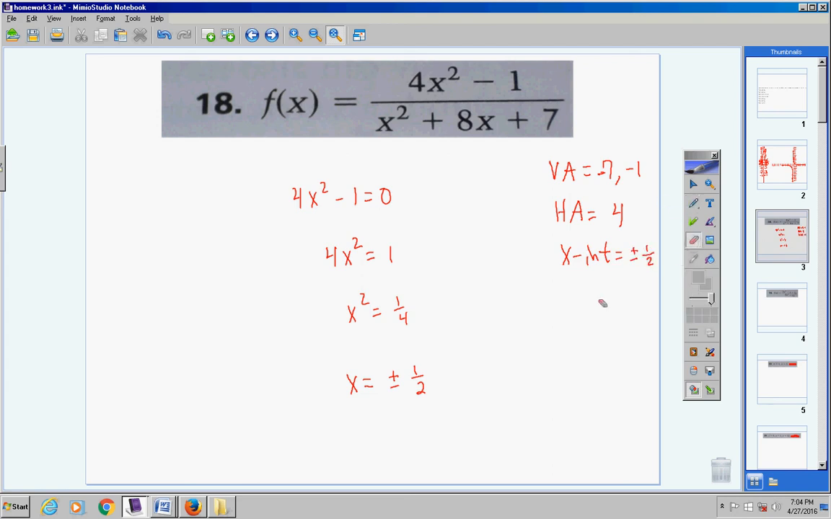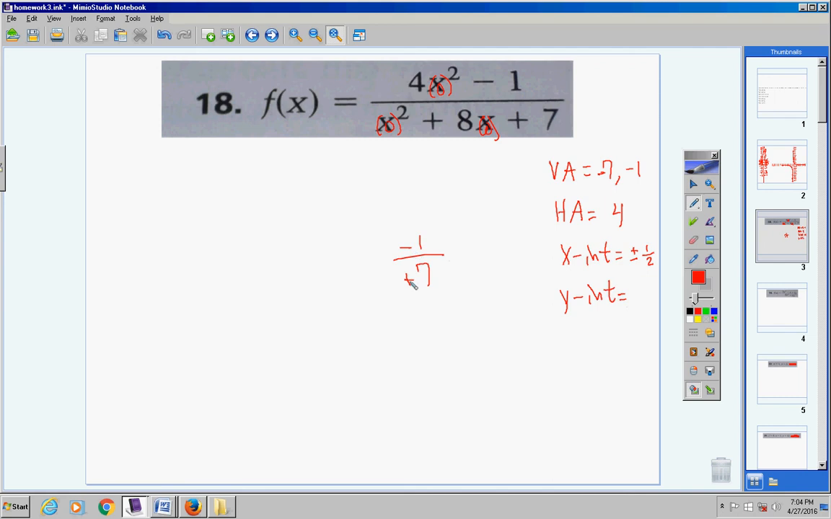And now let's find your y-intercept. You do that by putting a 0 everywhere there's an x, a 0 here, 0 here, and a 0 here. 0 squared times 4 is 0, minus 1 is negative 1. 0 squared plus 8 times 0, 0 plus 7 is 7. So your y-intercept would be a negative over a positive, which is negative, so negative 1/7.